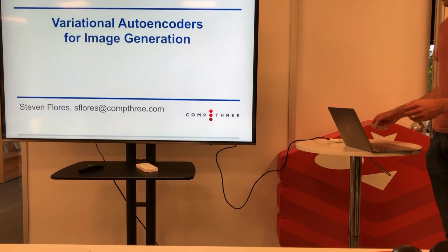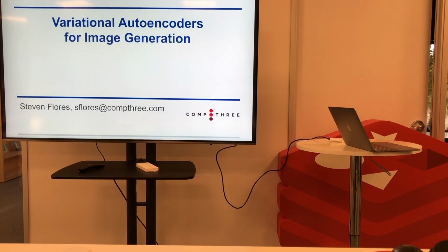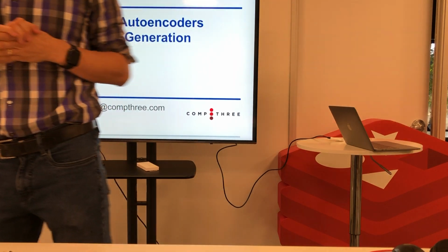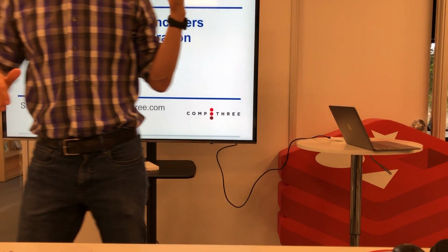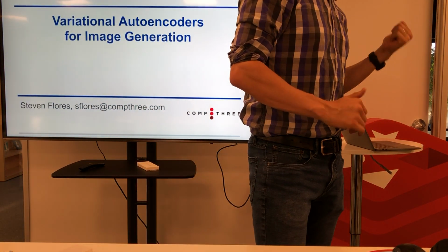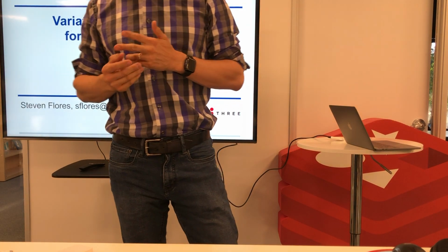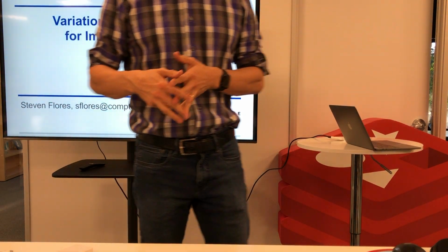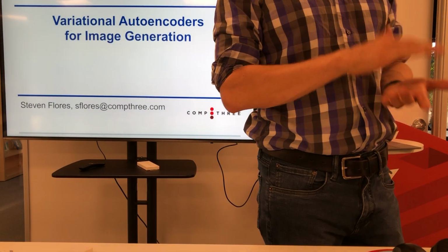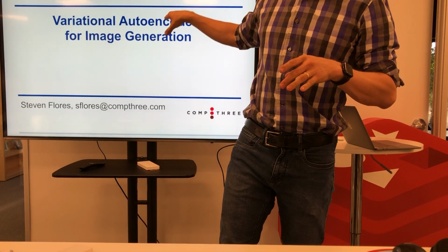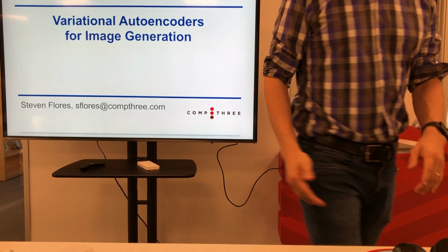Right, good. So Steven works at Comp3 as a machine learning engineer and a researcher. He's been doing a number of different technologies, variational autoencoders being one of them, but he's worked with image recognition work, probabilistic models, and a number of other things which you can obviously talk to him about. He has a PhD from the University of Michigan, and he's going to talk to you today about specifically variational autoencoders for image generation. All right, thanks, Stephen.